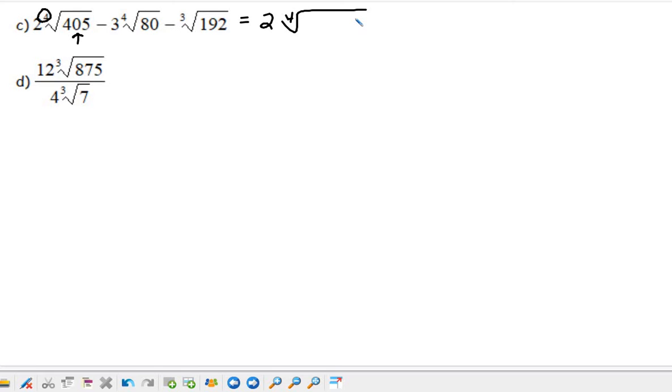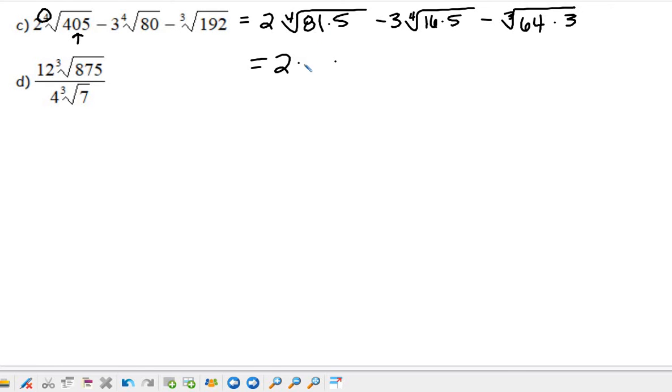I need to find the perfect fourth in 405, which is going to be 81, 3 to the 4th, minus 3 4th root of 16 times 5, which is 2 to the 4th, minus 3, the cube root of 192, so I need to find the perfect cube in 192, which is going to be 64. So then I'm going to take that out.